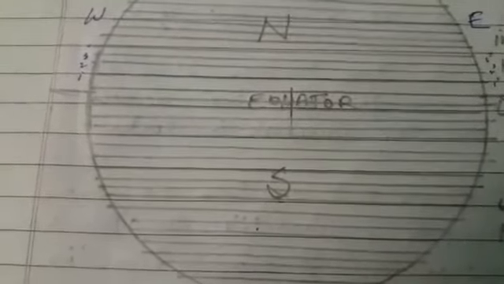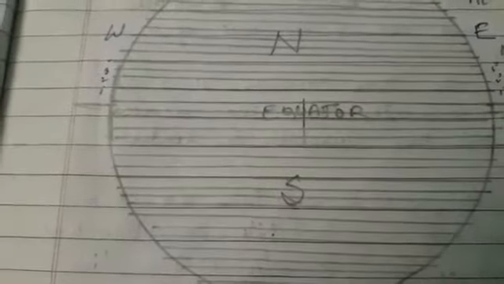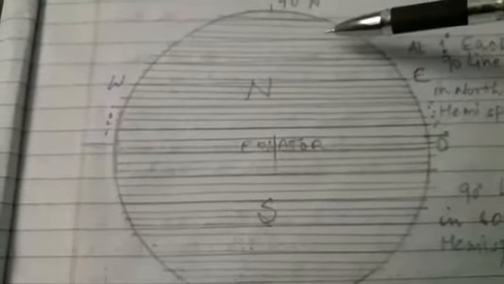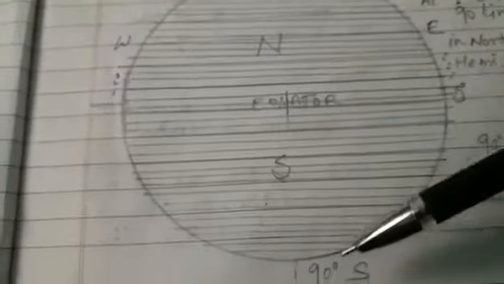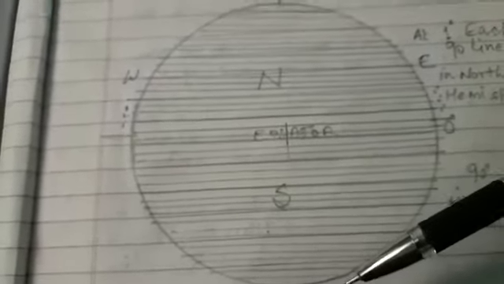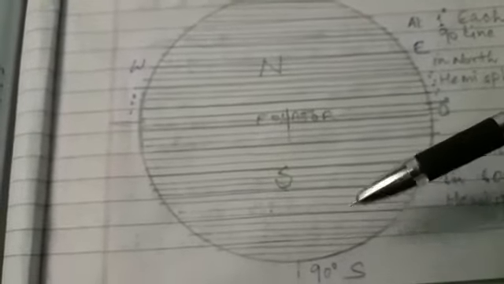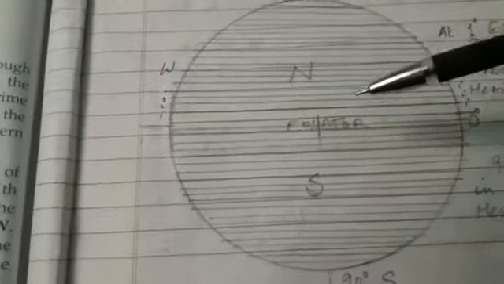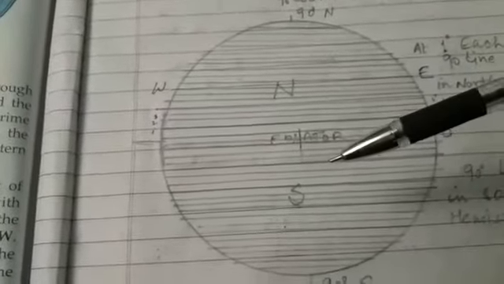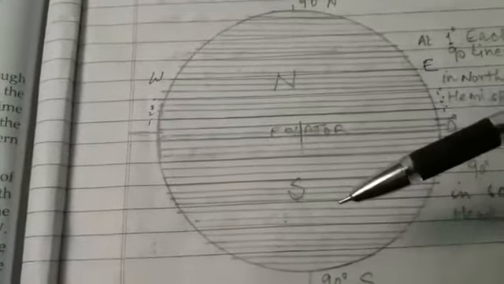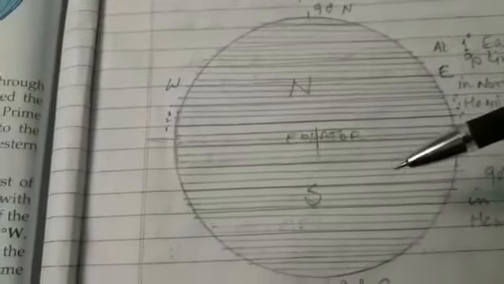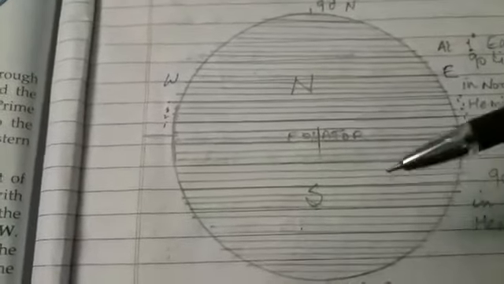And in this way, we draw about 90 lines in the northern hemisphere and 90 lines in the southern hemisphere up to 90 degree. So, total there are 181 latitudes drawn on the earth. 90 lines above, 90 horizontal lines below, plus this equator, there are about 181 latitudes on the earth.